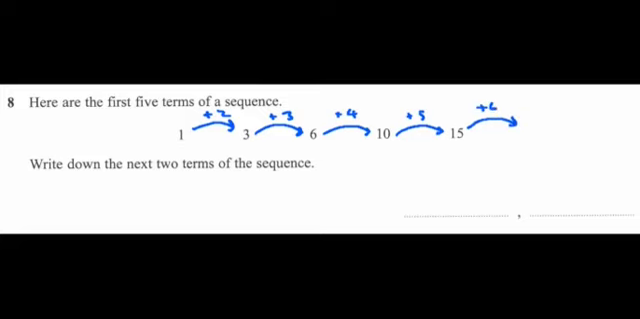going to be plus 6. 15 plus 6 is 21, and the next step will then be plus 7. 21 plus 7 is 28. So 21 and 28 are the next two terms.